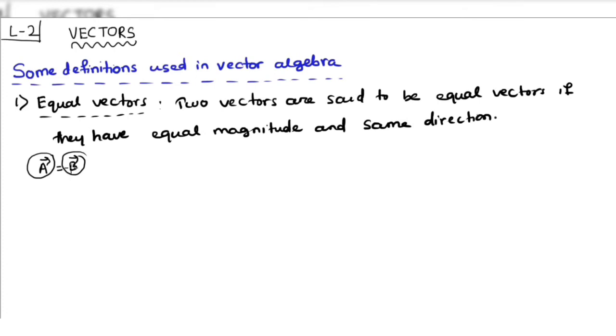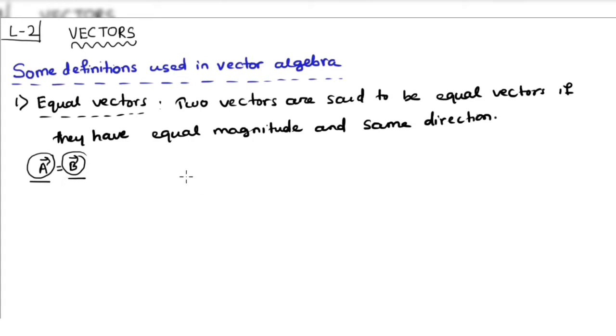So students, in the last class I had told you that when we represent a vector using a diagram, we draw a straight line and we give an arrow mark. The length of that line represents the magnitude of the vector and the arrow mark represents the direction. Since these two vectors A and B have the same magnitude, the length of the lines which represent these two vectors must be equal.